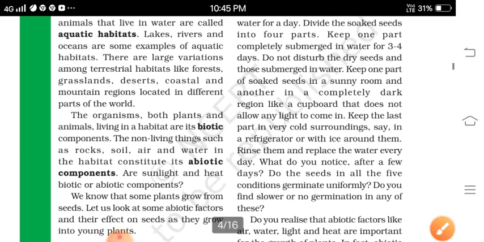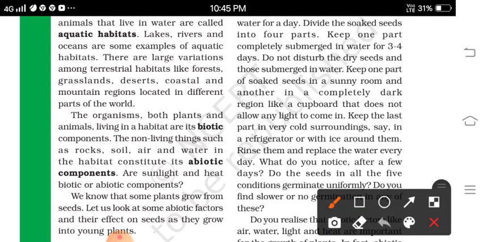Lakes, rivers, and oceans are some examples of aquatic habitats. The organisms, both plants and animals, living in habitats are called biotic components, whereas abiotic components are non-living things, that is rocks, soil, air, and water, as we know.